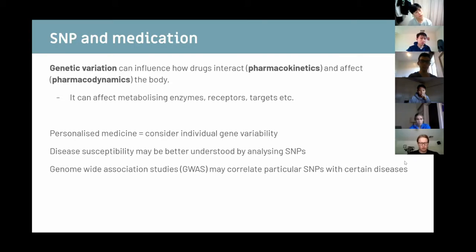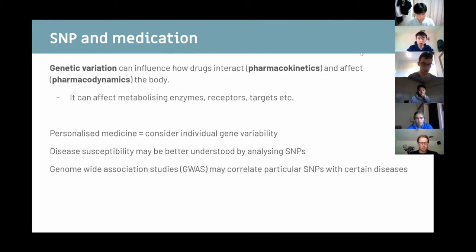SNPs and medication. Genetic variation greatly influences how drugs interact in the body, and pharmacodynamics, which is how they affect the body. SNPs can affect metabolite enzymes, receptor targets, and other anatomical structures important in the distribution and absorption of medication. There's a new type of medicine that is becoming popular known as personalized medicine, which considers individual gene variability and may allow disease susceptibility to be better understood by analyzing SNPs. For example, if you take a lot of type 1 diabetics and see what SNPs they all have in common, you can understand the disease better.